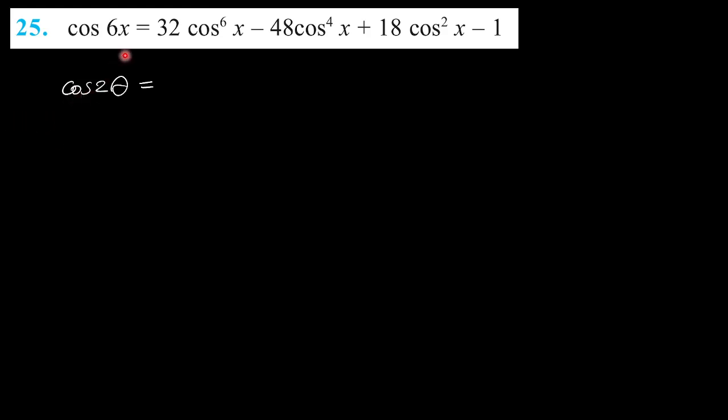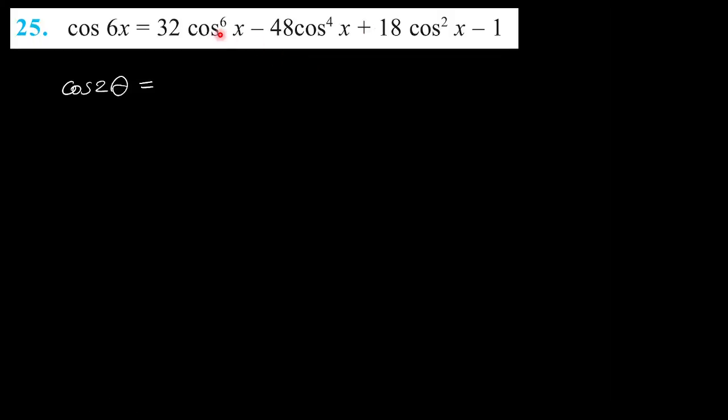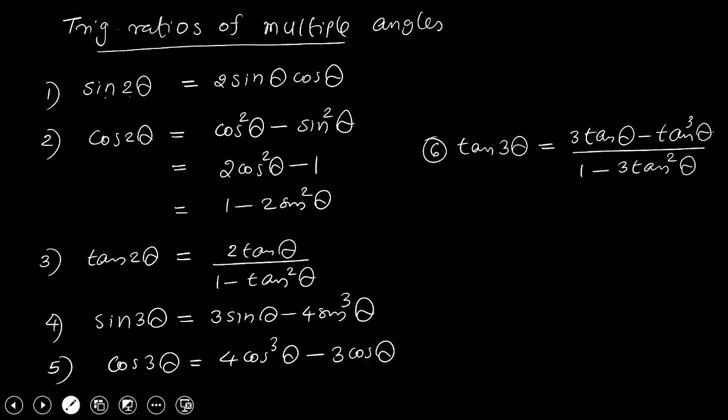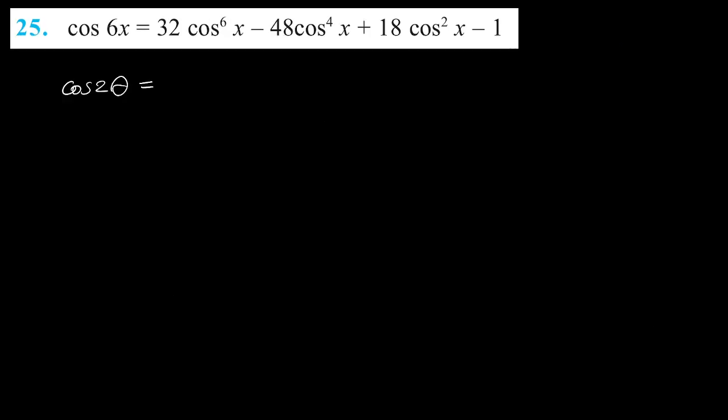All of you please listen. Cos 2 theta, which formula to be used? Look at the right side. The right side is full of cos. So the second formula is better, because the second formula contains only cosine. So I am going to use the second formula. Let us try that formula.